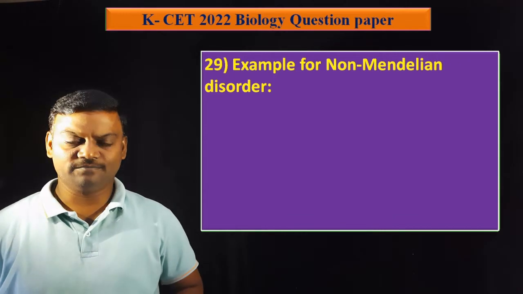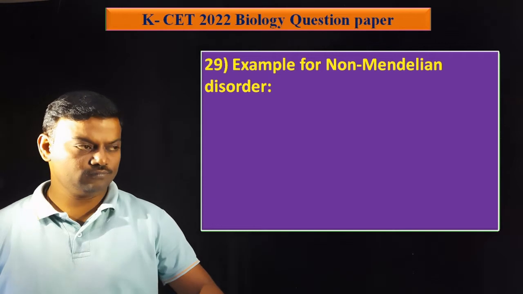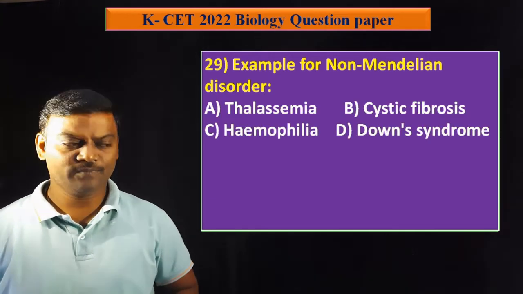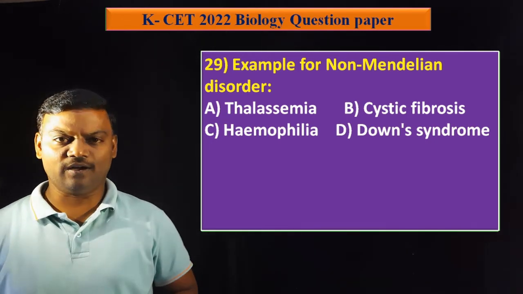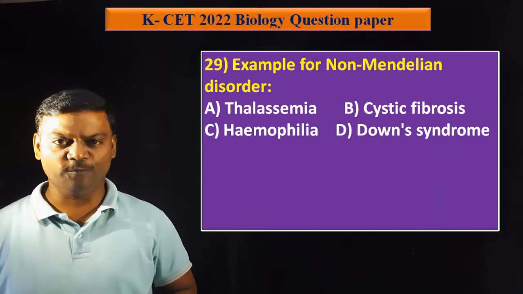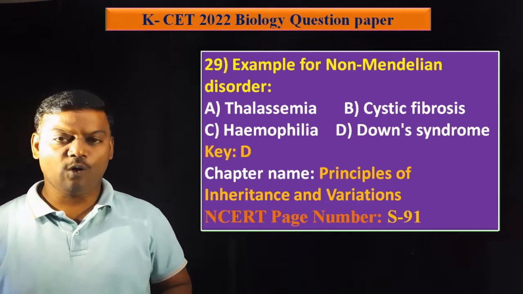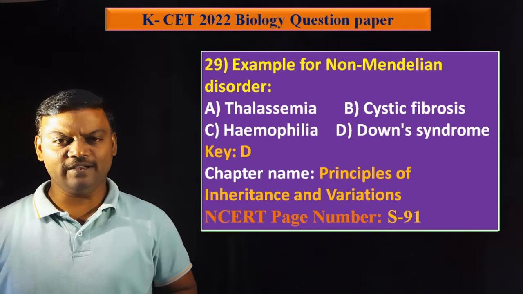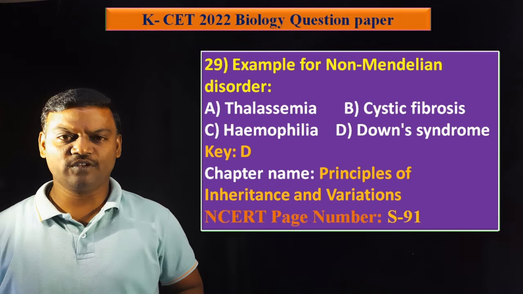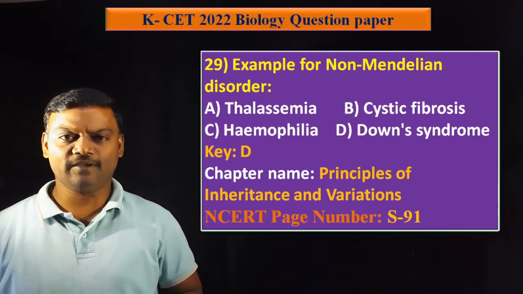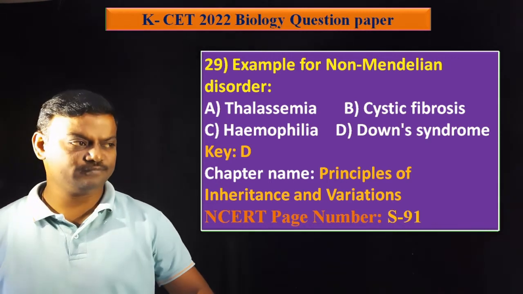Question number 29. Example for a non-Mendelian disorder. Option A, thalassemia. Option B, cystic fibrosis. Option C, hemophilia. Option D, Down syndrome. The correct answer is option D, because Down syndrome is a chromosomal disorder and the remaining are Mendelian disorders. It is a question from Principles of Inheritance and Variation, NCERT, page number 91.